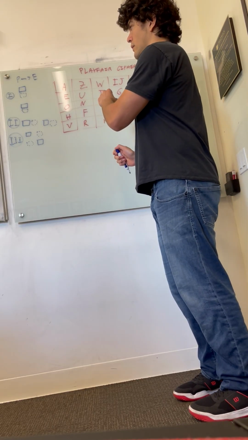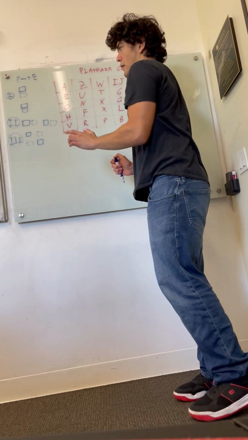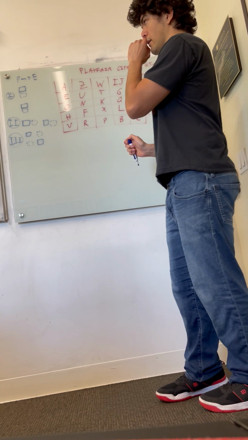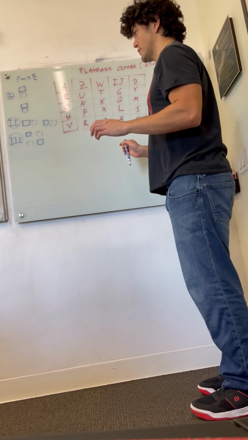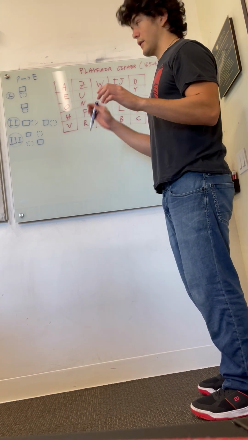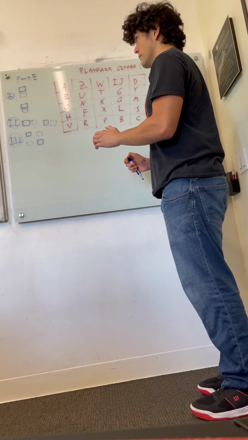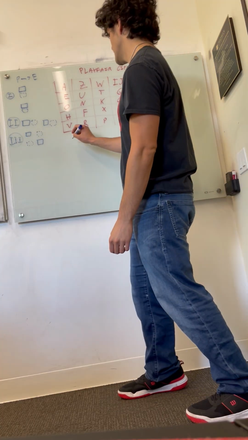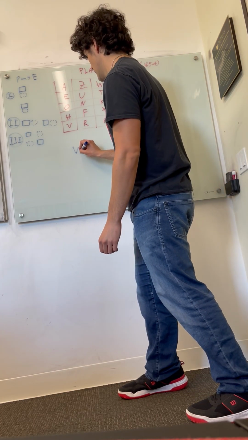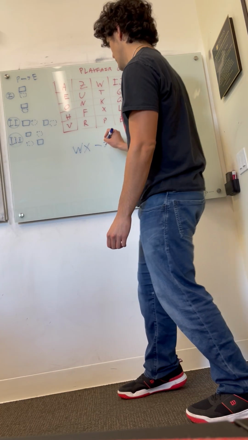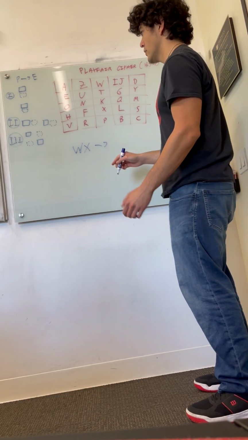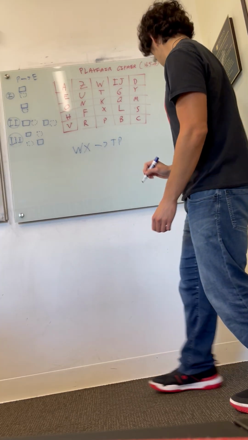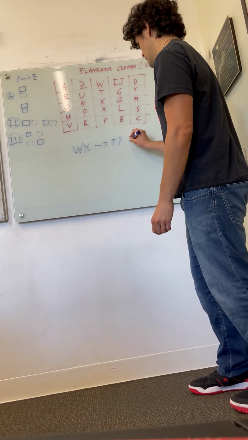So this first rule is saying, this is going from plain text to encryption, if we have 2 characters that are in the same column, then to encrypt them we shift each character down by 1. So for example, if I have something like WX, we see that they're in the same column. We're gonna shift them down. So this is gonna become TP. Okay, so this is rule 1.